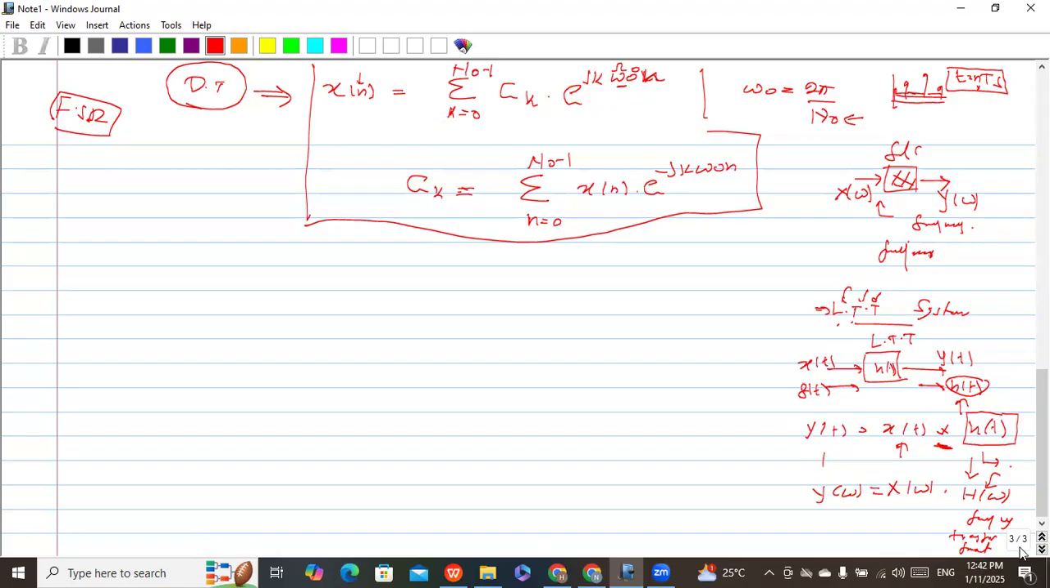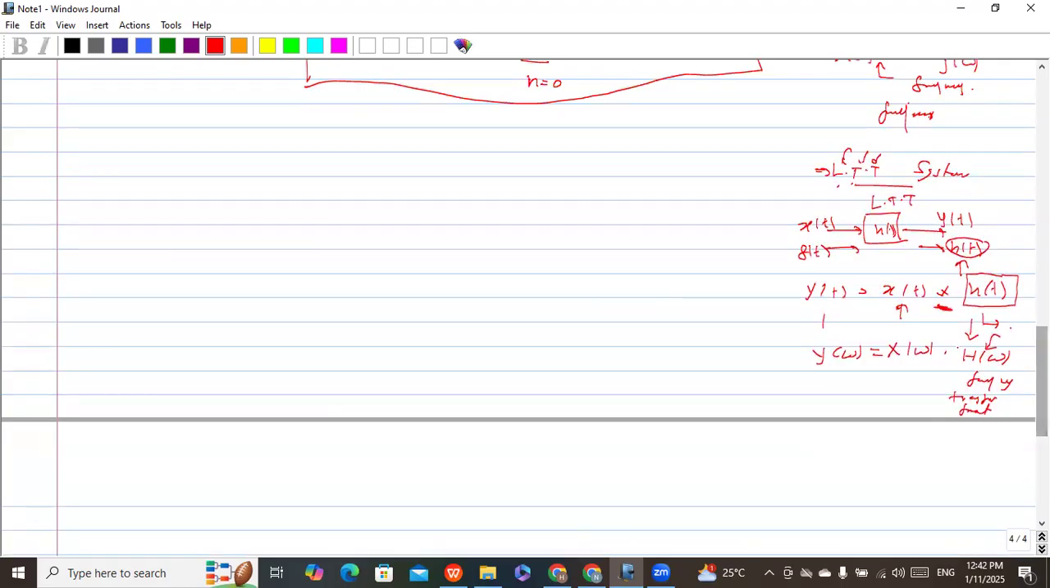There are some properties related with Fourier analysis. Using that property, we can get rid of this convolution by converting the domain of a signal, by transforming the domain of a signal. So this H(omega).